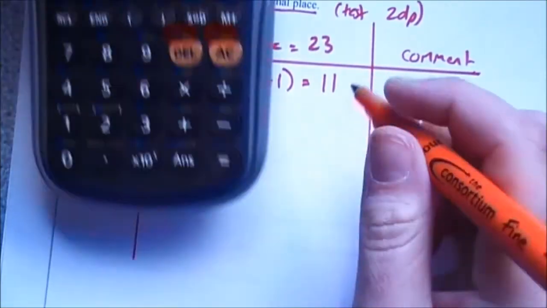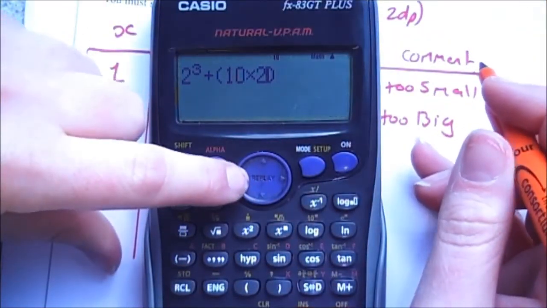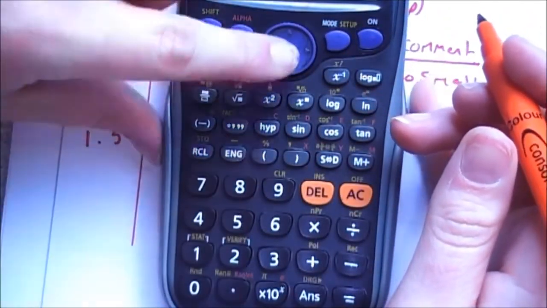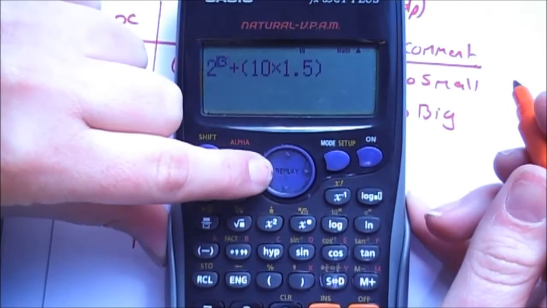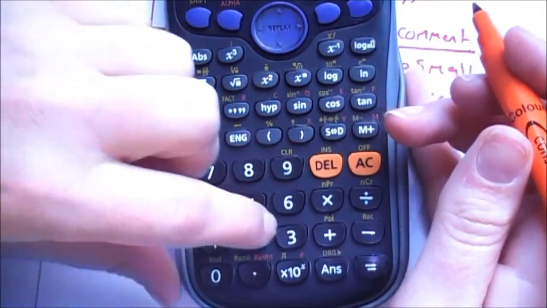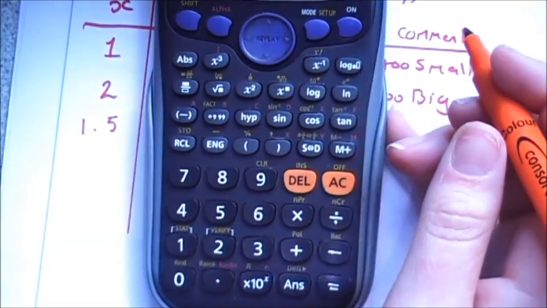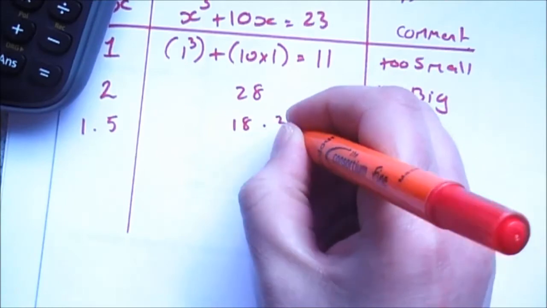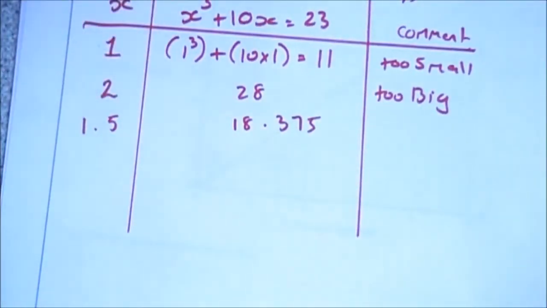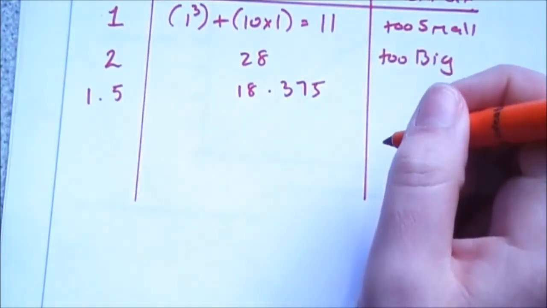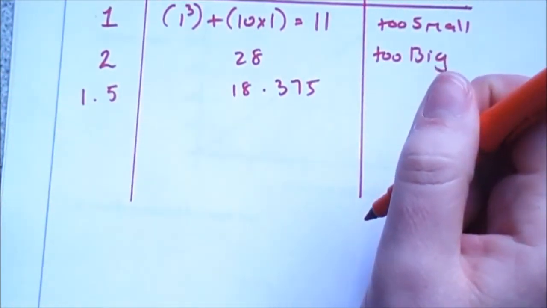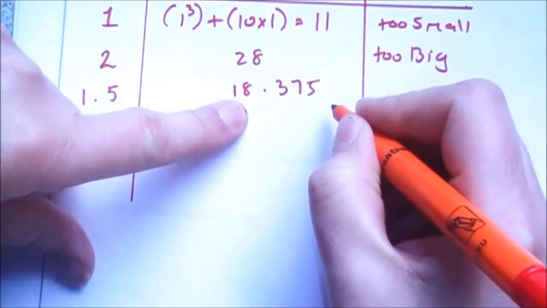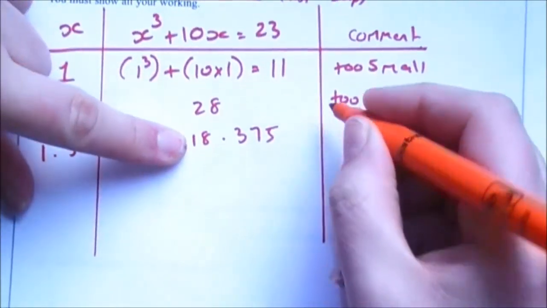Now I'm going to try the middle, which is 1.5. So again, I'm going to use my back key. I'm going to press delete, and I'm going to put 1.5 in there instead of the 2. And that's going to give me 18.375. Now, at this point, I'm not going to carry on calculating it because I've got the answers written in front of me. But you need to make sure you can use your calculator fluently to do this and save yourself some time. So it gave me 18.375. I wanted 23. That is too small.